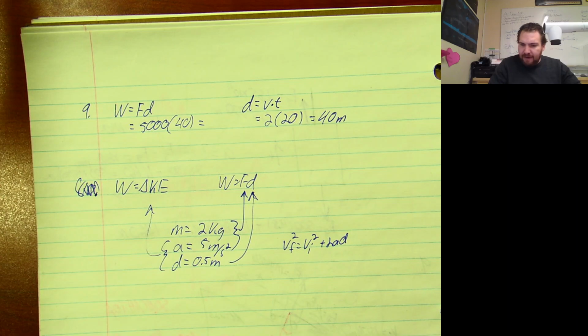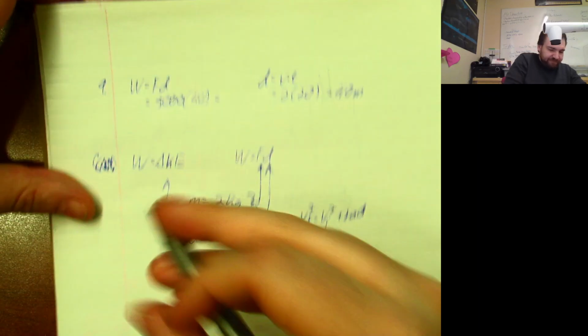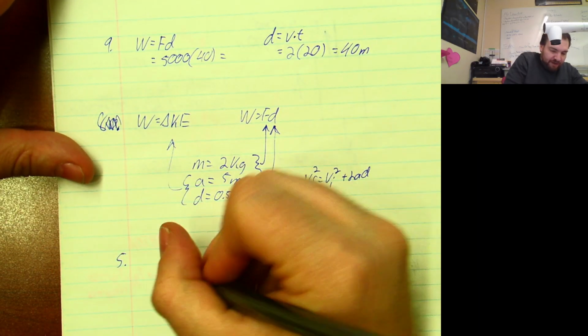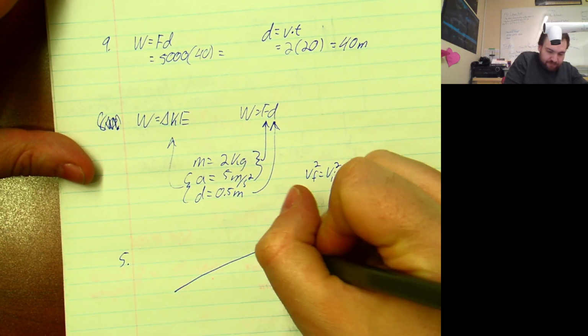A girl uses a 3-meter long ramp to push her 110-kilogram motorbike up to a trailer, the floor of which is 1.2 meters above the ground. How much work was done on the motorbike? So there's a couple ways to do this one as well.